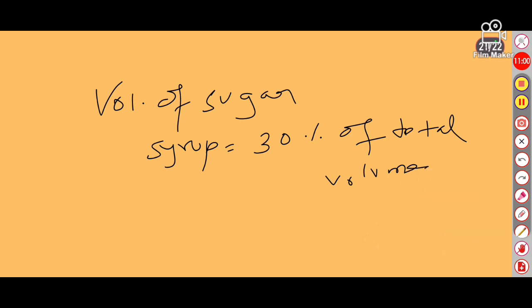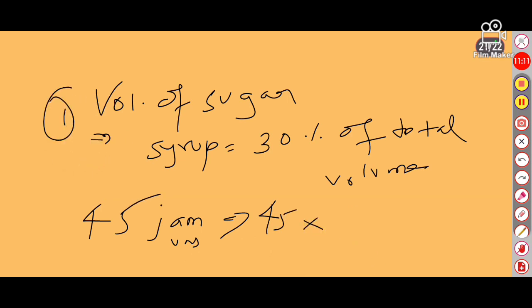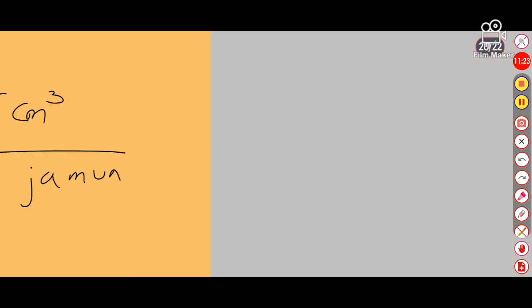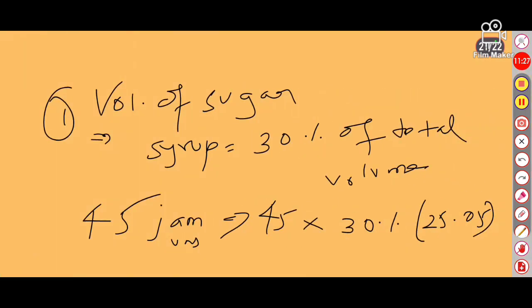So for one jamun, for 45 jamuns, you get 45 into 30 percentage of 25.05. When you solve this, you get 338.19 approximately, in centimeter cube, right? So this is what is asked in this question. We need to find approximately how much syrup we need across. 338.19 centimeter cube is the value being asked in the question.